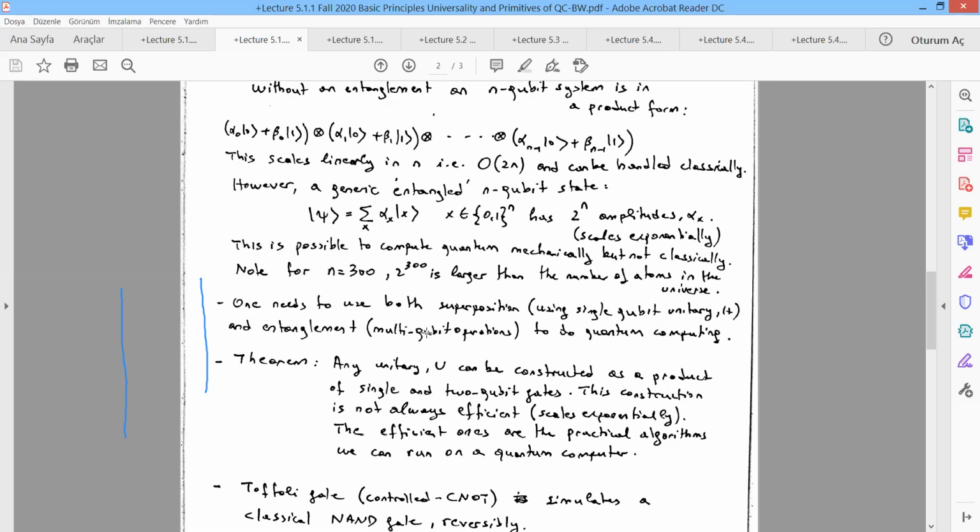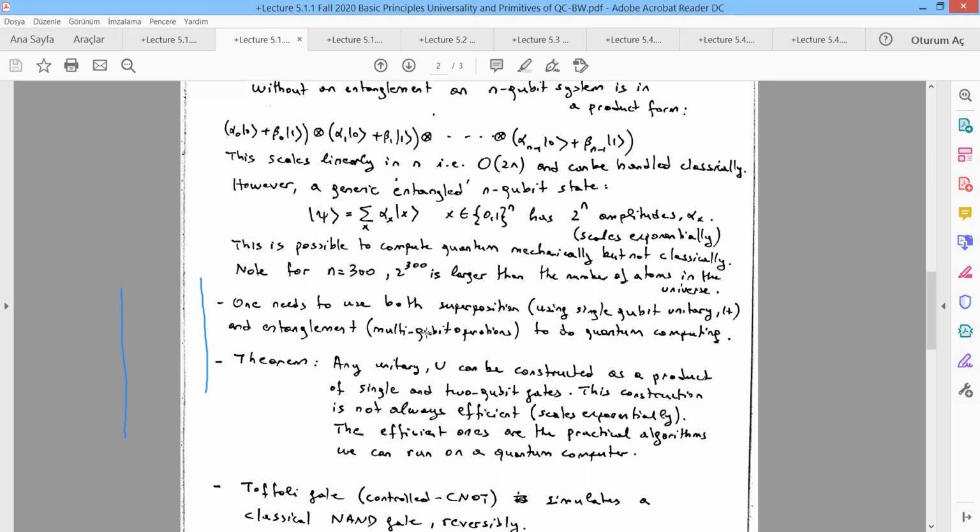So this theorem says that there is actually a way to construct any unitary operator using only single qubit operators and a two qubit gate. But the problem is this kind of a construction in general is not efficient. In other words, this kind of a construction using single and two qubit gates scales exponentially, in general.